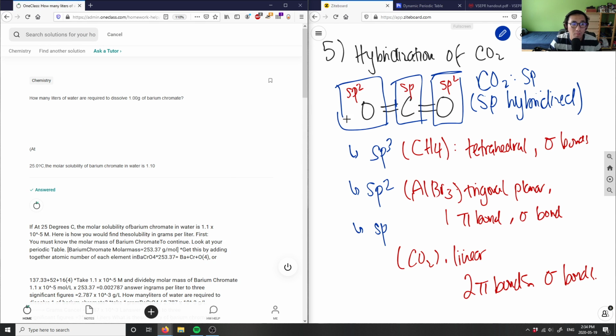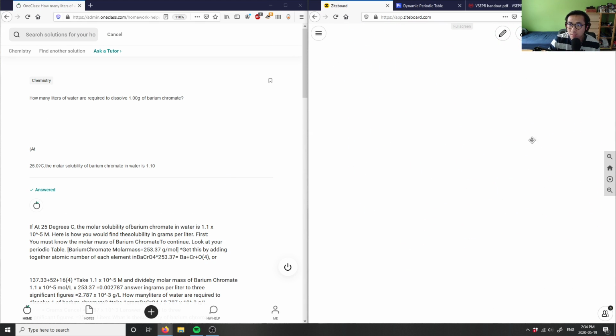Number 6. How many liters of water are required to dissolve 1 gram of barium chromate at 25 degrees Celsius? The molar solubility of barium chromate is 1.10. Okay, so number 6.